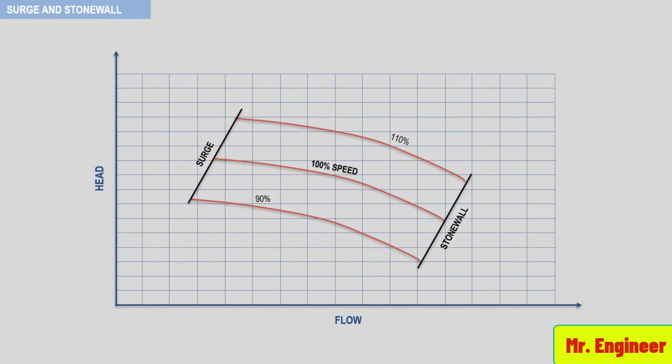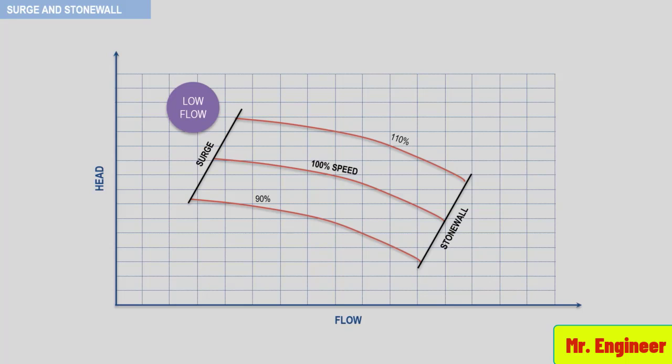This is a typical head capacity curve for a centrifugal compressor for different speeds, 90%, 100%, and 110%. In this section, we will devote our attention to limits of the dynamic curve, namely surge and stone wall. The first item that we will discuss will be low flow. This phenomena is known as surge.